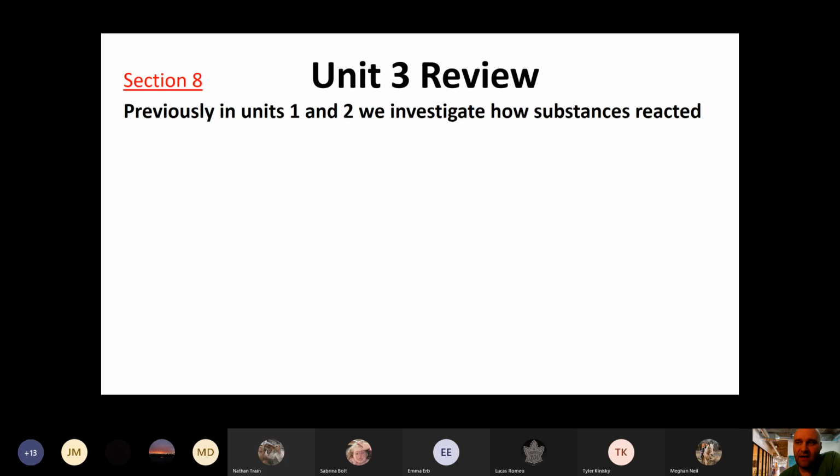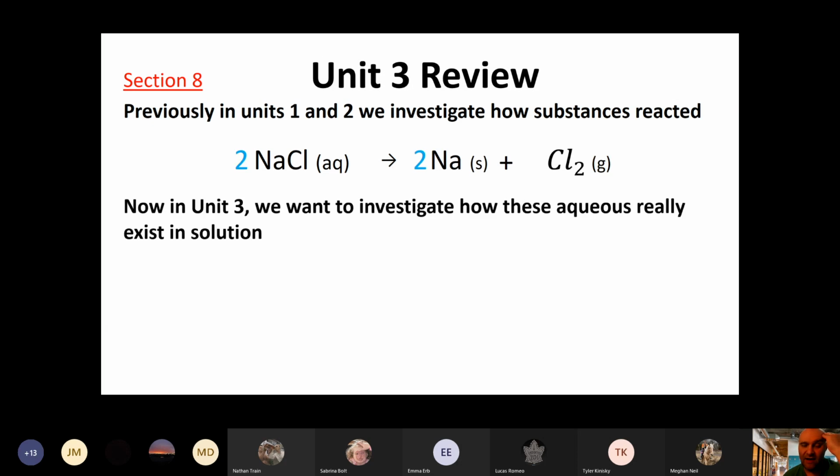Section 8 was all about investigating a little bit further how things exist in solution. So in units 1 and 2, we looked at how things react. So we took NaCl and we said, okay, it's going to break down into Na and Cl. You check the diatomic gases. You say, okay, that one's a gas, that one's a solid, and you balance it. Now in unit 3, what we're talking about, though, is we're just strictly looking at NaCl and saying, okay, NaCl, when it's in the aqueous state, is actually made up of sodium and chlorine, and each of these has a charge to them. Well, that should actually be a negative charge, not a positive charge. There we go.